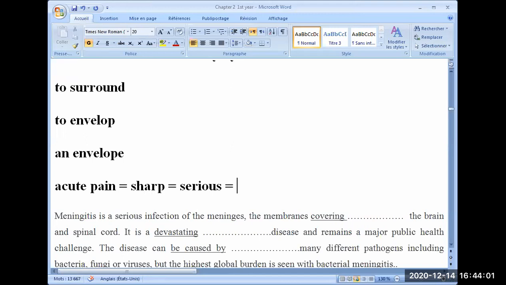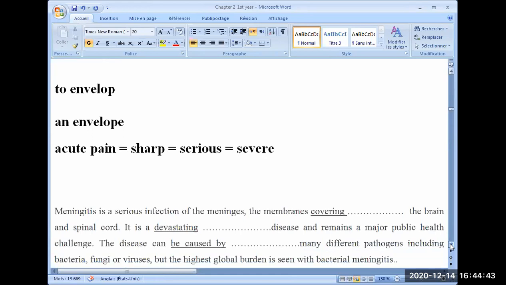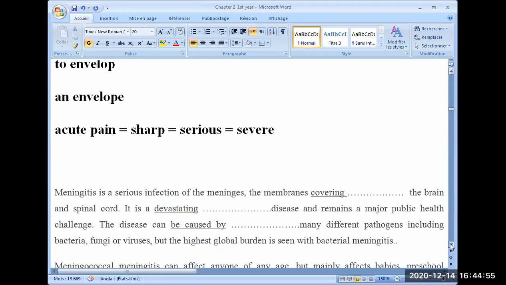Can we say lethal? Or severe? Lethal, no. Lethal means it causes death, a disease that is lethal or an injury that causes death. But here it's not that dangerous. It is serious, it is acute, but not lethal. Here it is a destructive, damaging disease because it damages the nerves. It causes many damages to the body.